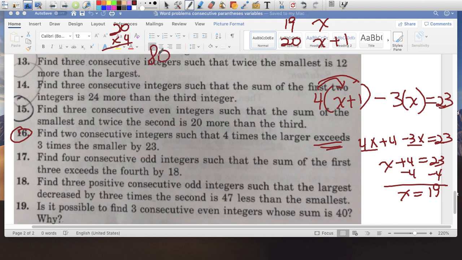So 4 times the larger minus 3 times the smaller, and the smaller number is 19. So 19 times 3 is what? 57. So 4 times the larger minus 3 times the smaller should give you 23. Is that true? Is 80 minus 57 23? It is. So we know those two numbers are correct. So 19 and 20 are the numbers we're looking for.